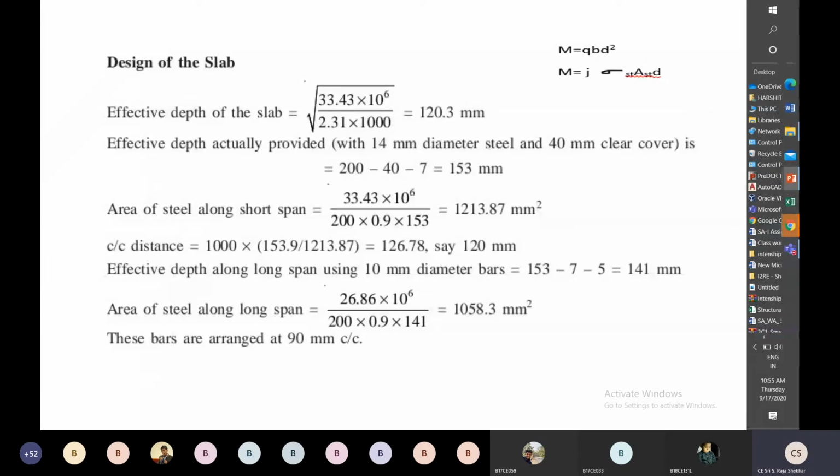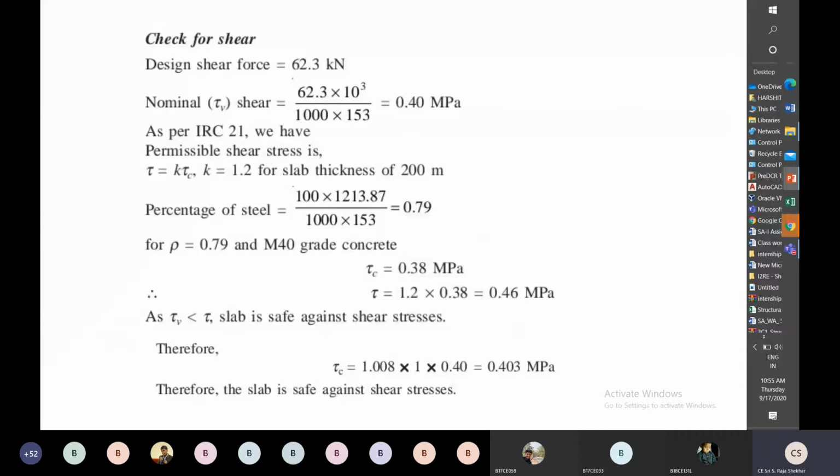So we have calculated the shorter span moment, the shorter span reinforcement as well as the longer span reinforcement. After that, the spacing we have calculated. After that, we need to check for shear. So we need to calculate nominal shear from IRC 21, or if you want to use IS 456 2000, that is also available. So shear checking we have to do for the beam.